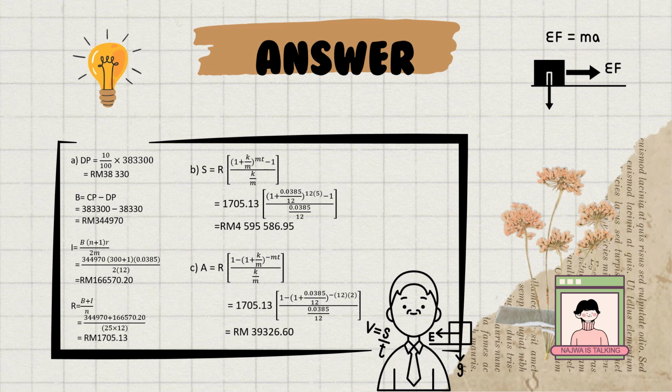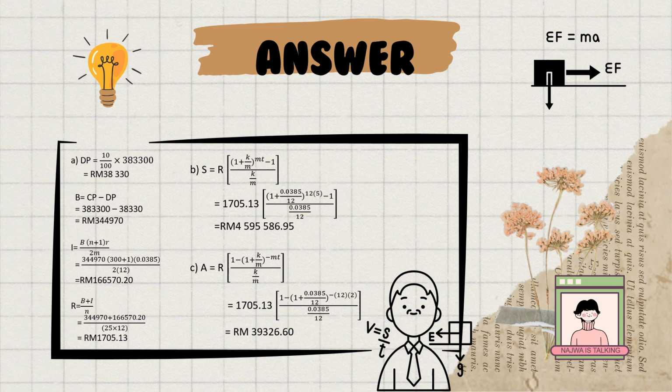To find the total interest charge, we use I equals P times (N plus 1) times R divided by 2M. So 344,970 times (300 plus 1) times 0.0385 divided by 2 times 12. The answer for the total interest charge will be 166,570 ringgit 20 cents.